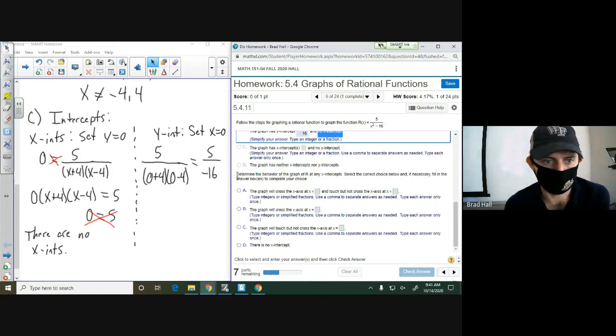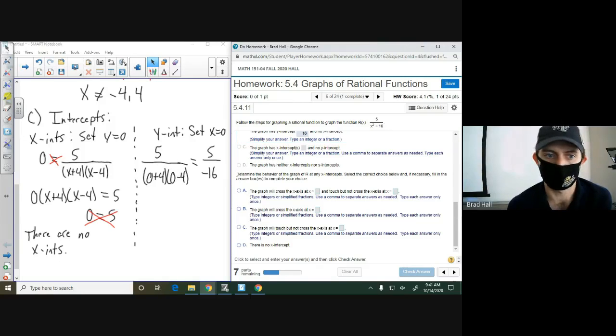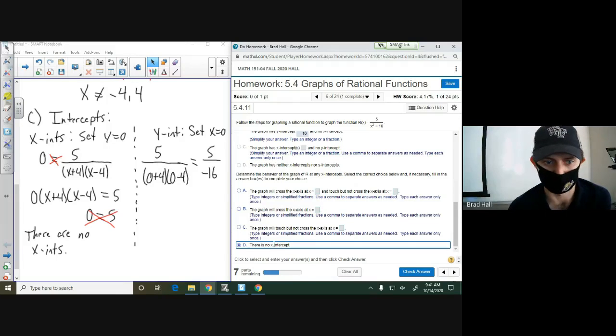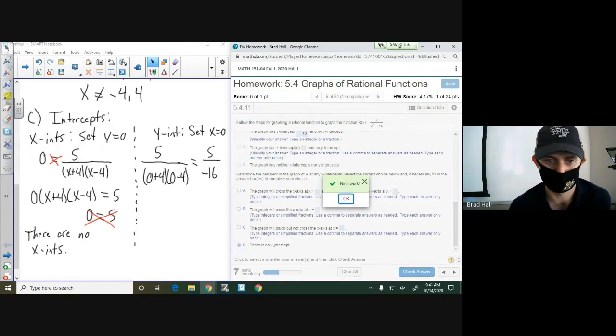So this next part, thankfully, we don't really have to do, because it says determine the behavior at any x-intercepts. But guess what? We don't have any x-intercepts. Over here, we said there are no x-intercepts. So we can say there are no x-intercepts and we can move on.